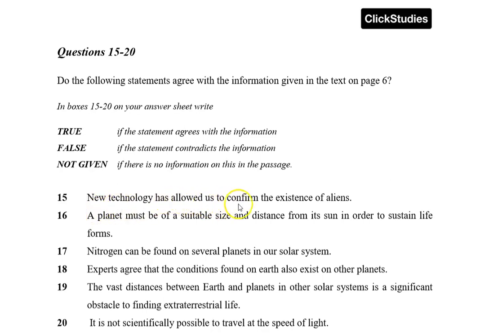So true, false, not given. New technology has allowed us to confirm the existence of aliens. Does the article actually mention that new technology is confirming? That would be true. If it's false, it would say that new technology does not allow us to confirm the existence. And if it's not given, you might have something like: there is no mention of new technology, so it is impossible to confirm the existence of aliens. No mention of new technology, that would be not given.